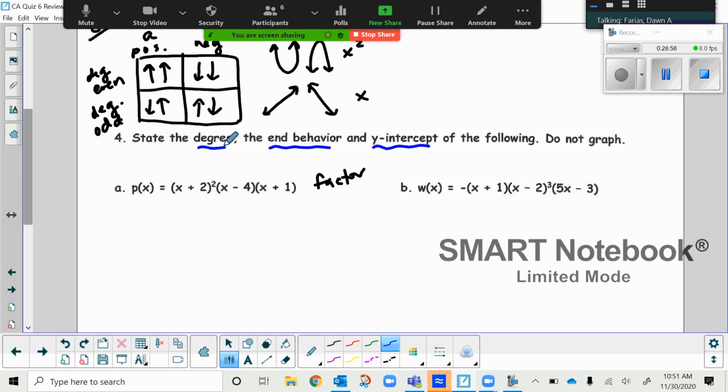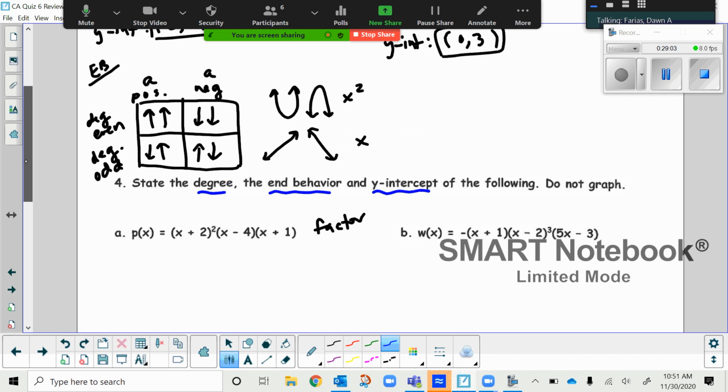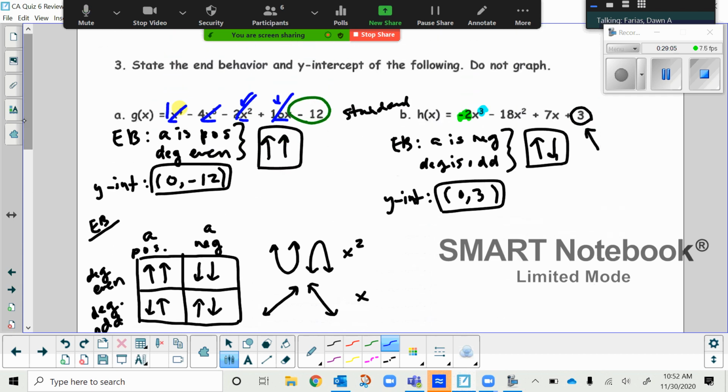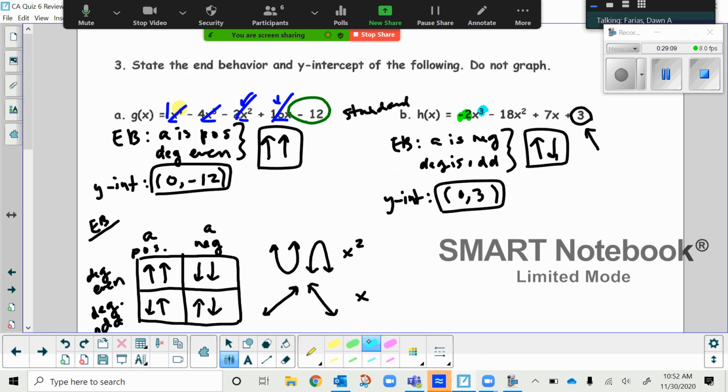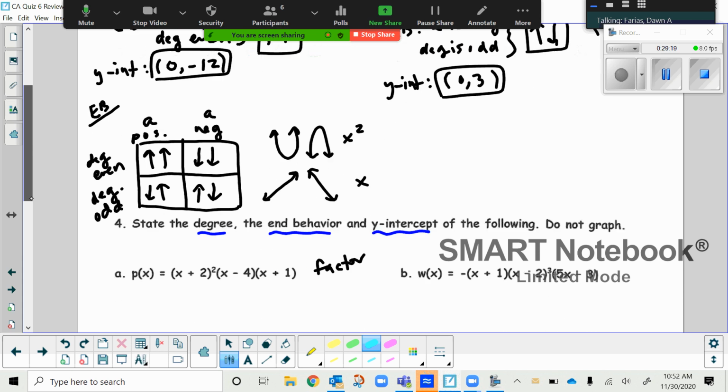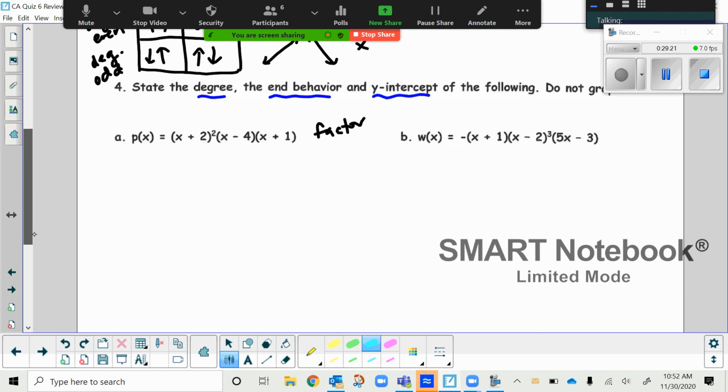So if you notice, all right, so here's the thing. These are in factored form. What we're missing that we had up here was already knowing what the first term is, like right here. If you already have the first term, it's very easy to see the A value, and it's very easy to see the degree. We can get that down here with a little bit of work.